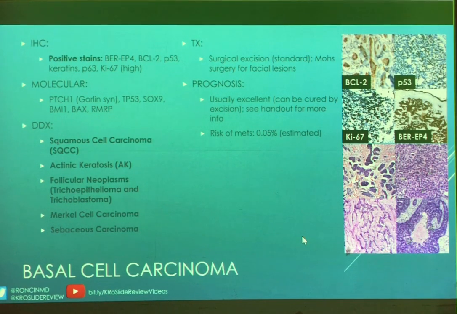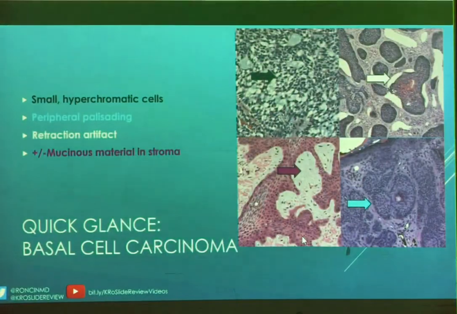So again, we have some IHC images to show you. There's BCL2, P53. The BER-EP4 really is a nice stain because you see how intense it is. And your Ki-67, again, would be really high. The pictures on the bottom were ones that were on the previous slide, and again, just showing you multiple variants of basal cell carcinoma. And here's your quick glance. So a lot less to show you on these, but those are really the most important things to look at for basal cell carcinoma.